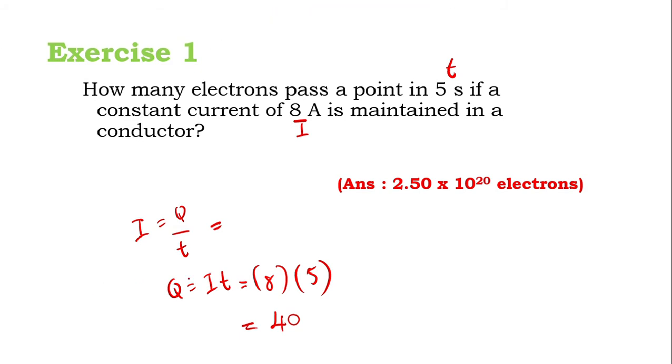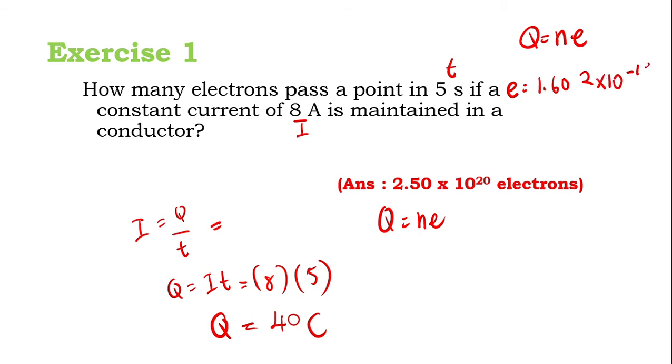Okay, so Q equals I T. I is 8, T is 5. So Q is 40. The unit of Q is coulomb. Q also equals NE. Add this to your notes: Q equals NE. N is the number of electrons, and E is the electron charge. The value of E is a constant, 1.602 times 10 to the power of negative 19.